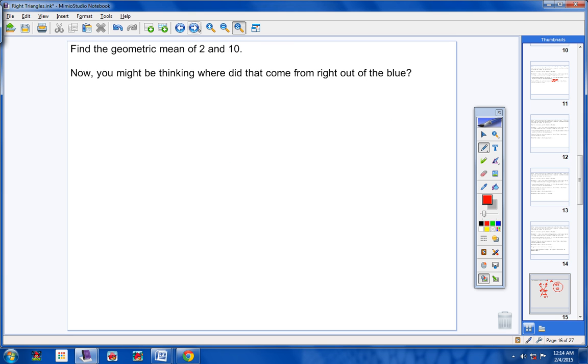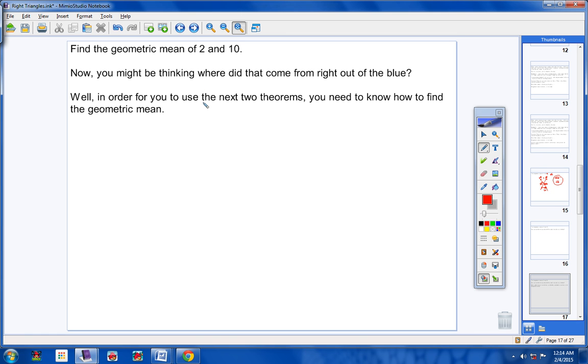So let's continue on. You might be thinking, where'd that come from out of the blue? Why do we have to learn how to find the geometric mean? Well, in order for you to use the next two theorems, you need to know how to find the geometric mean, okay? Here we go. Please take some really good notes, okay? Here's our first theorem that deals with the geometric mean.